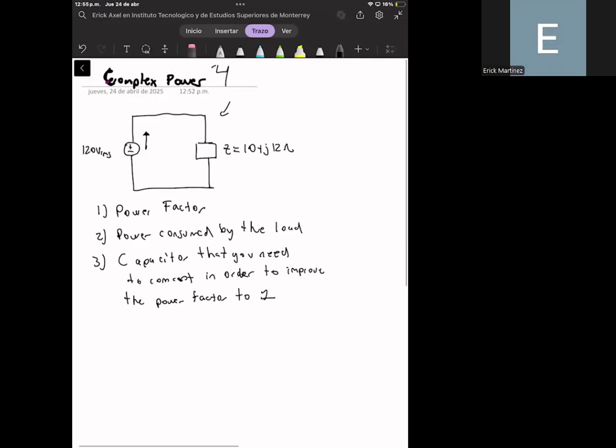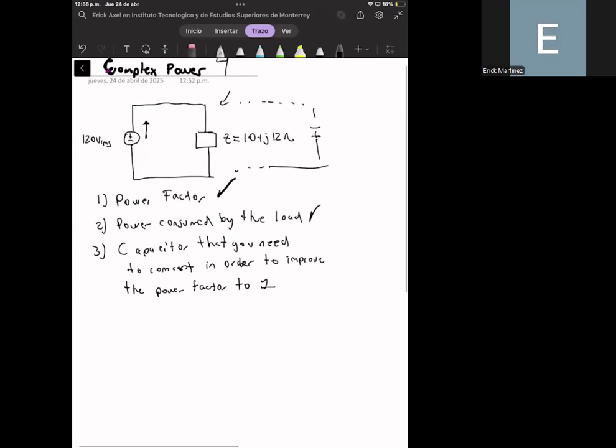Now we want to compute the power factor of the circuit. Then we need to compute the power consumed by the load. And also the capacitor that you need to connect in parallel, no? Remember that in order to improve the power factor, we need to connect a capacitor in parallel in order to improve the power factor, okay? So, this is a very simple circuit, no?